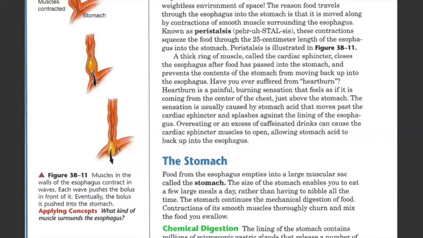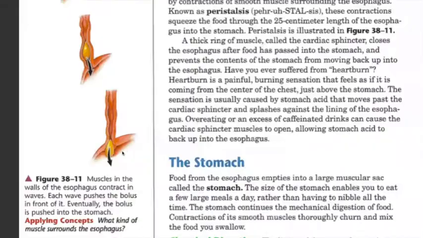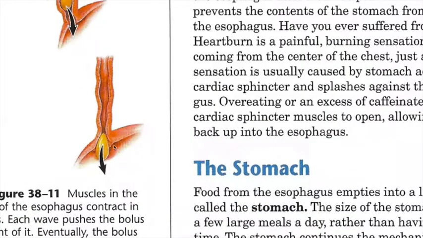So this opening right here, here's your esophagus, here's your stomach, and once this bolus goes through, this doorway called the cardiac sphincter should shut. Let me zoom in here. Oh, here we go. So this should shut. If you overeat, this can open. If you overcaffeinate, this could open. And stomach acid can splash up here where you don't have any protection. That's heartburn. It actually has nothing to do with your heart.